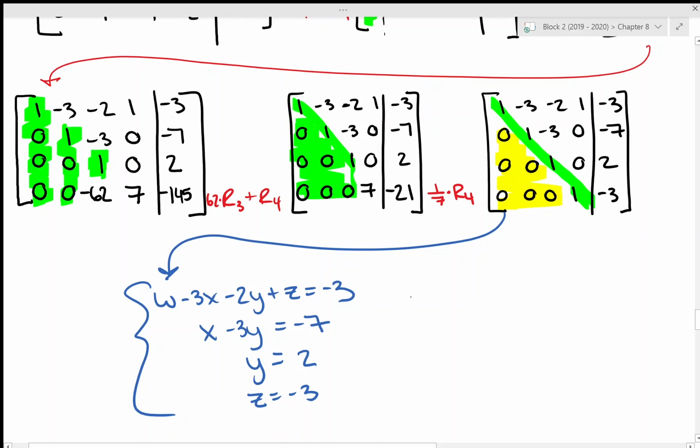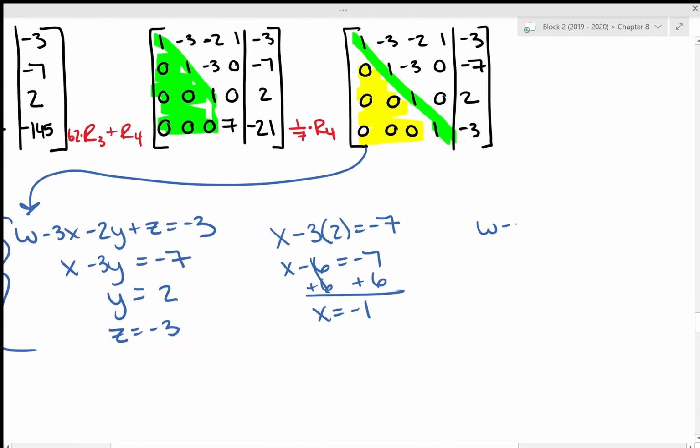And now I just have to use back substitution to find x and w. So x minus 3 times y, which is 2, equals negative 7. x minus 6 equals negative 7. I add 6 to both sides, and I get an x of negative 1.